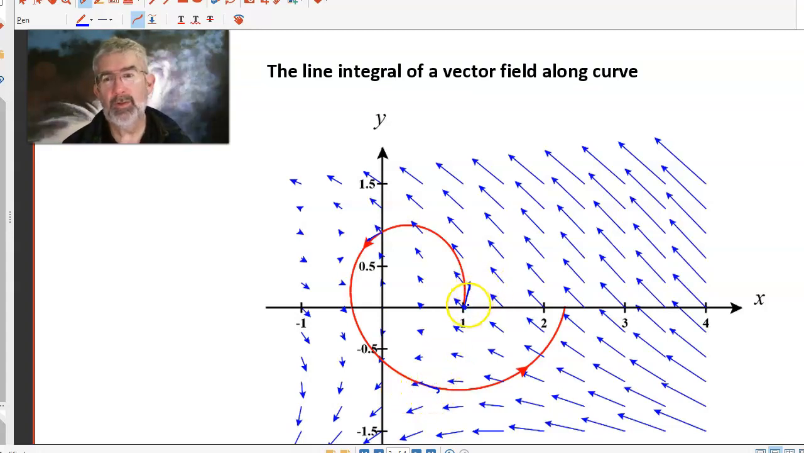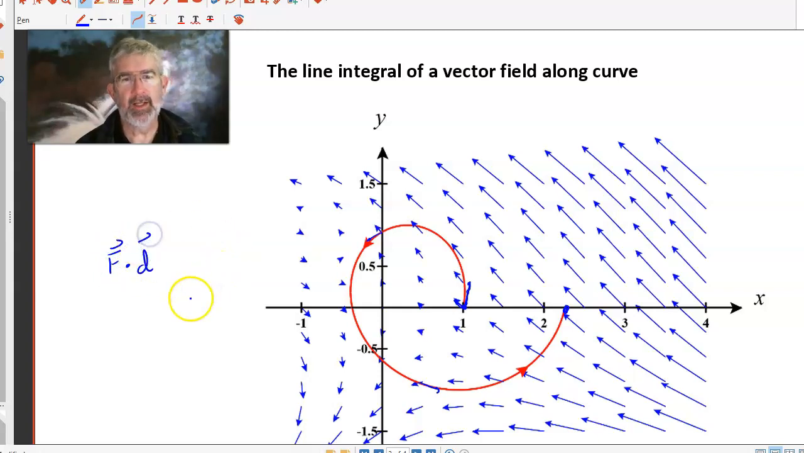And the question is, if you move from the starting point to the ending point, how much total work is done? Well, the total work is the sum of all the little bits of work. So what we're going to do is add up all those little bits of work all the way around. And to get that little bit of work, you need essentially force dotted with displacement. Sometimes we write it like this.